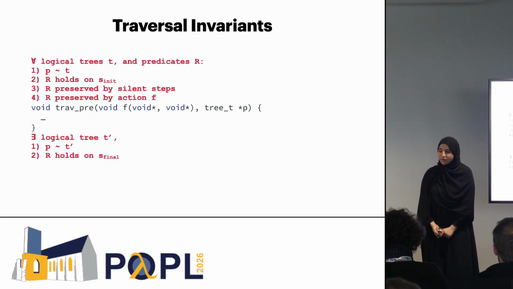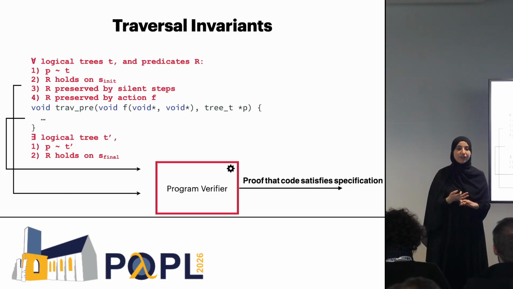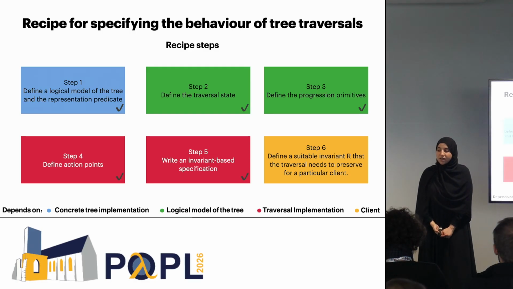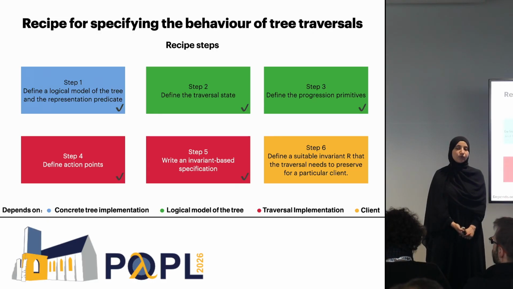Now, the step that remains to be done is to pass everything into our favorite program verifier to get a proof that the implementation satisfies the specification. And like I said, the automation might get stuck, and in the paper we identify some heuristics for how to write hints that will help the automation go through. Now, if we have a client that we want to verify against this traversal, we'll need to instantiate the traversal invariant with a predicate, and then show that this invariant implies the postcondition of the client.